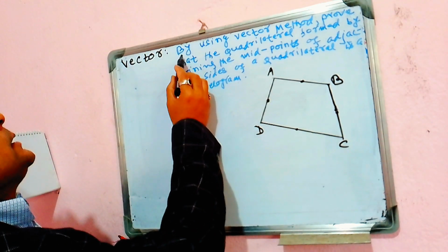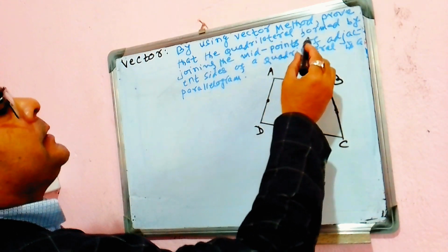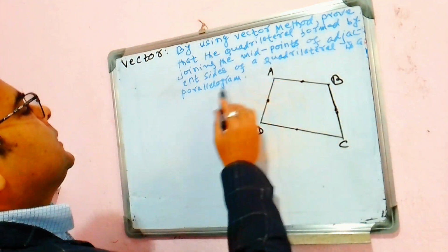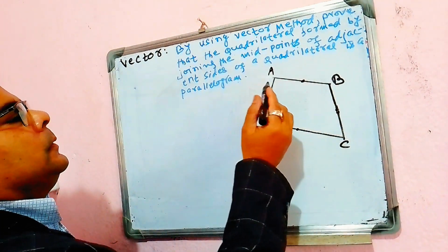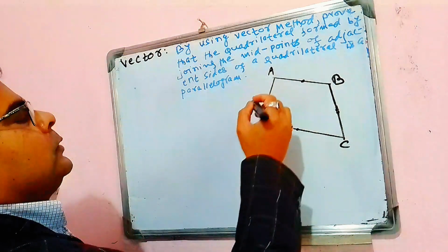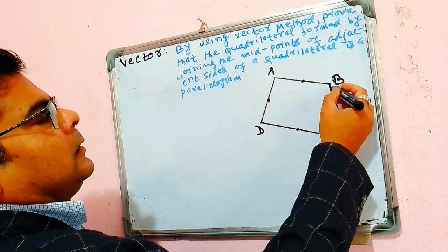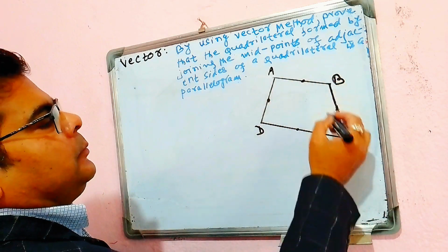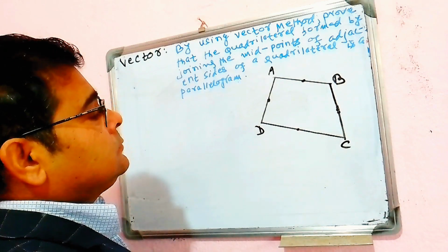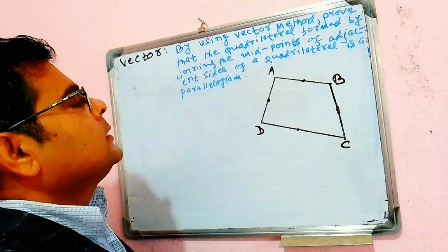The problem states: by using the vector method, prove that the quadrilateral formed by joining the midpoints of adjacent sides of a quadrilateral is a parallelogram. Here ABCD is any quadrilateral. The adjacent side to AD is AB, similarly the adjacent of BC is AB, and also CD. Adjacent means side by side, they join at a vertex, and they are called adjacent sides.